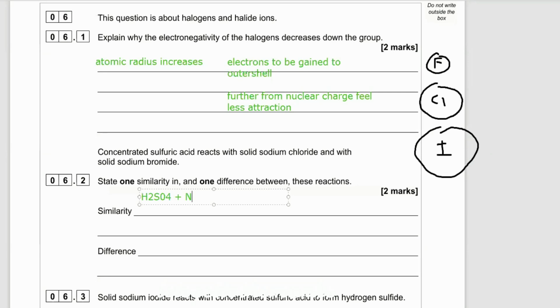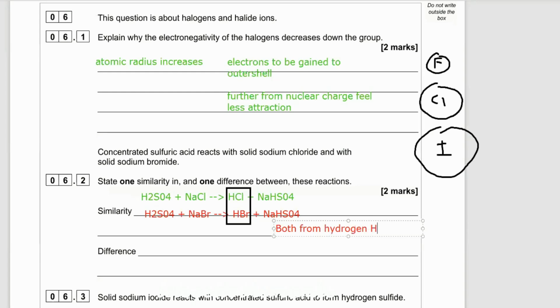Okay, concentrated sulfuric acid reacts with solid sodium chloride and with solid sodium bromide. So two similar reactions. State a similarity in the reaction and one difference. So here I've got the sulfuric acid plus sodium chloride, and it goes to hydrogen chloride plus sodium hydrogen sulfate. You can write this as sodium sulfate. It's a little bit harder to balance. And if we look at the reaction with sodium bromide, look, they both form hydrogen halides.